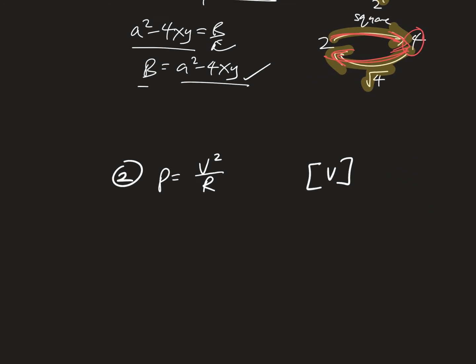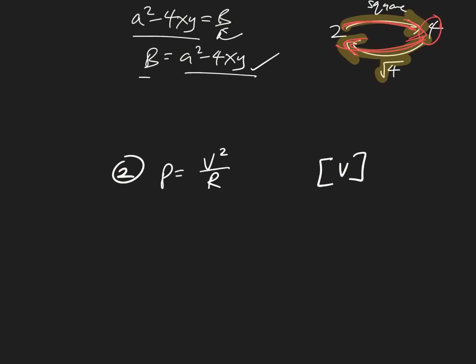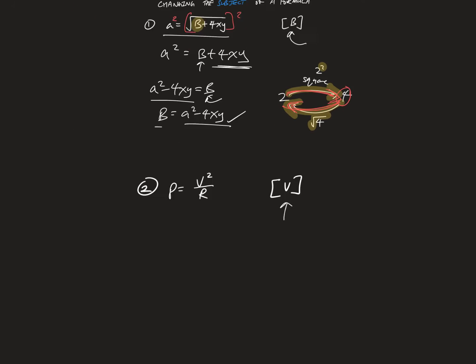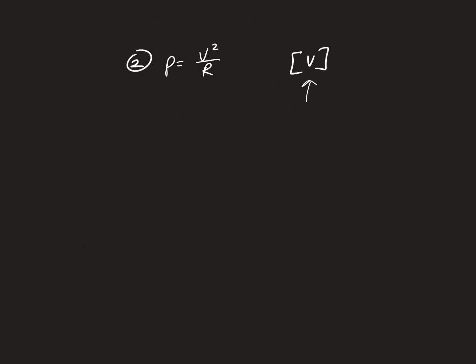All right, let's look at this second question, a simple one. P equals v squared over r is actually a physics equation. Power equals voltage squared over resistance. And we want to make v the subject. So let's just remember what we had regarding the square and the square root. They undo each other.